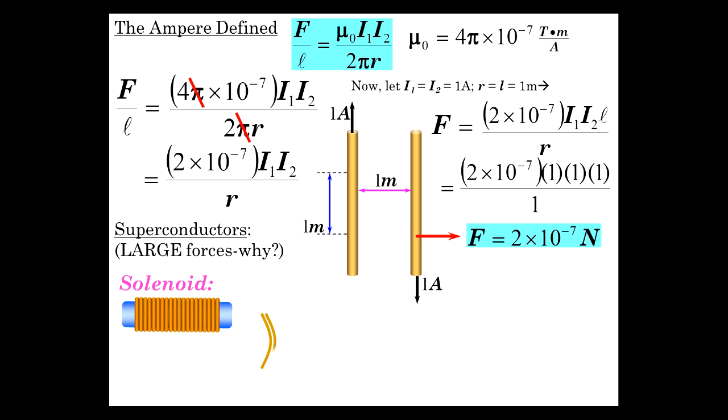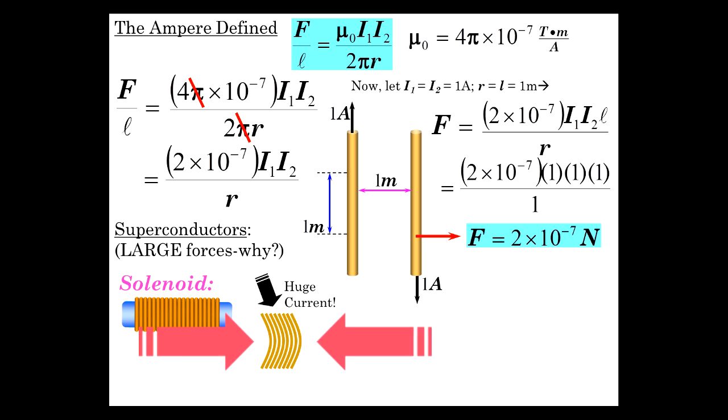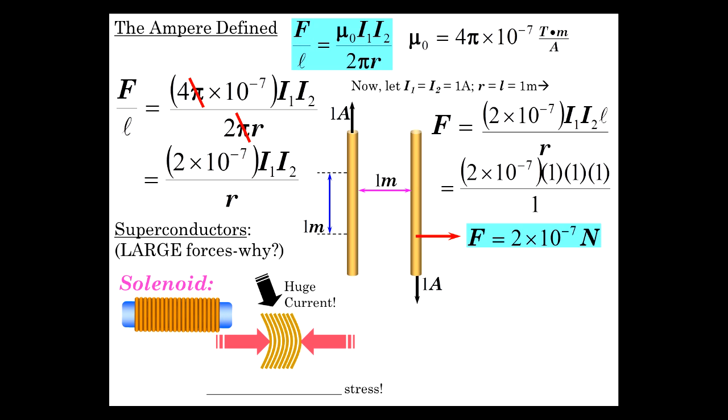And now superconductors. Lastly, why are there such large forces in superconductors? Which you may not have known, but there actually is. Consider a solenoid. Superconductor, you can put an arbitrarily large amount of current through. So you get these huge currents, and since it's circulating around, that means the currents are parallel, which means the wires are trying to come together.